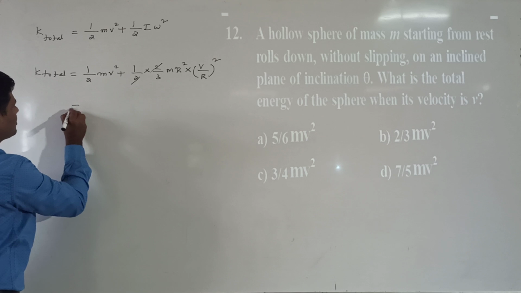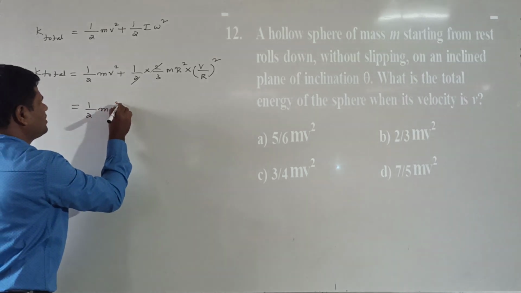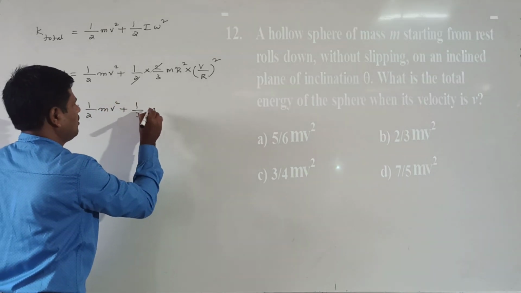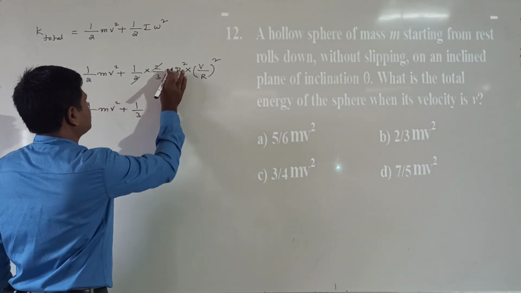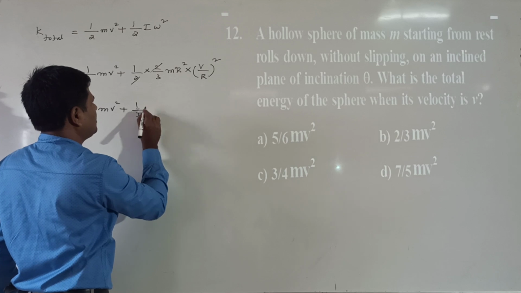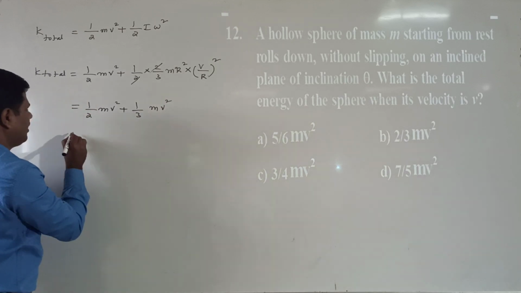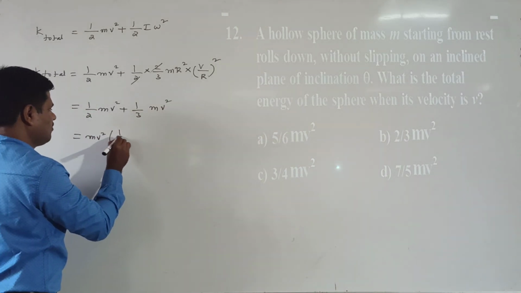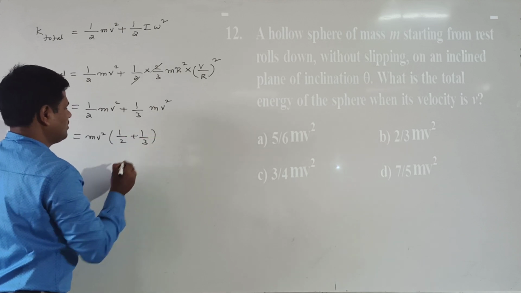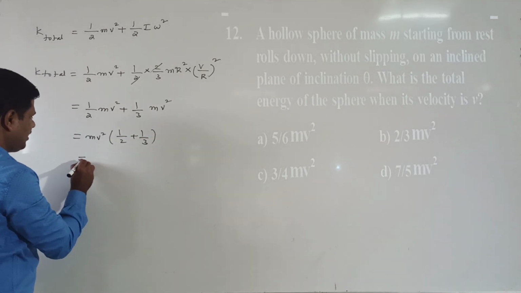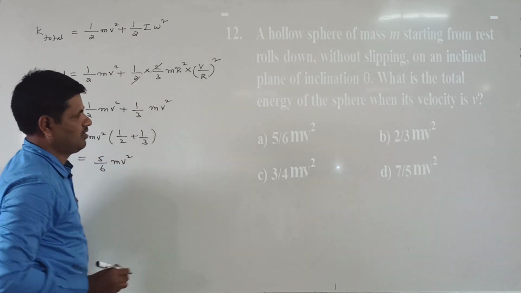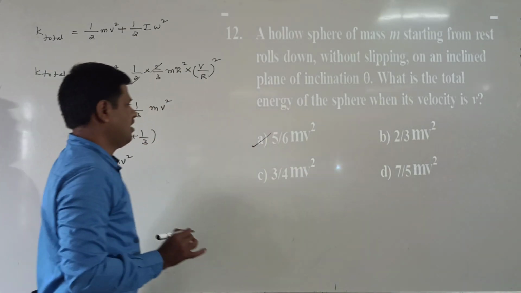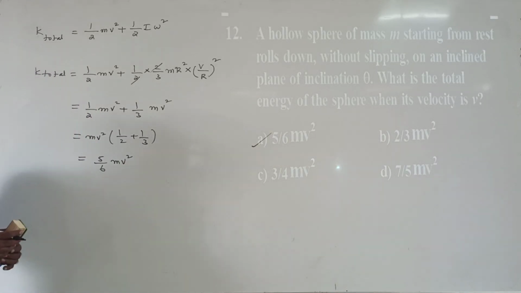The 2 also gets cancelled. Now we have 1 by 2 m v square plus 1 by 3 m v square, since r square cancels. Taking m v square common, this is 1 by 2 plus 1 by 3. When calculating this, we get 5 by 6 m v square. Which option is correct here? Option A is correct. This is the total kinetic energy.